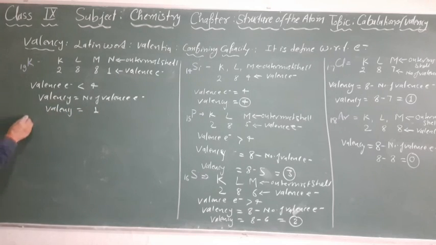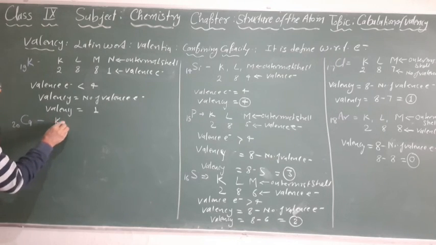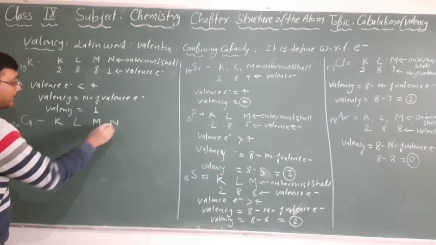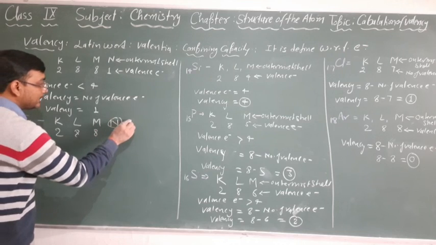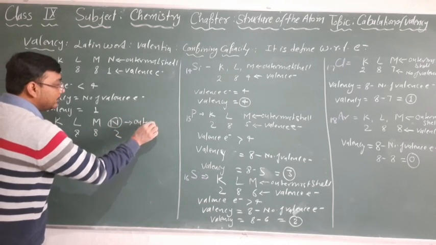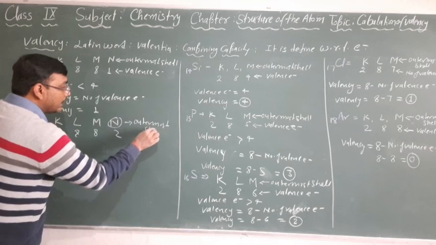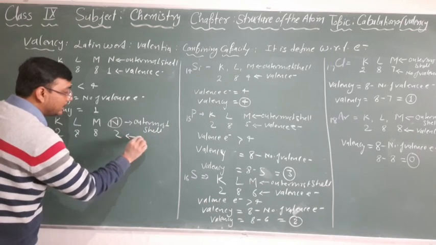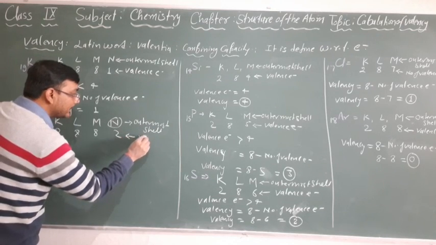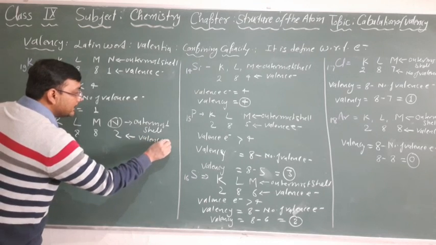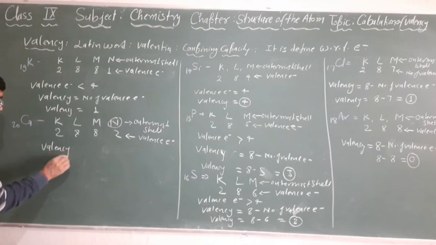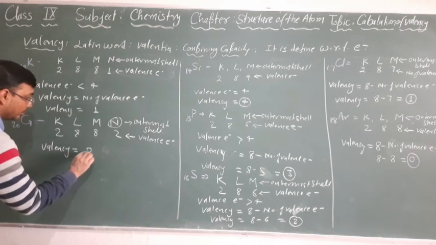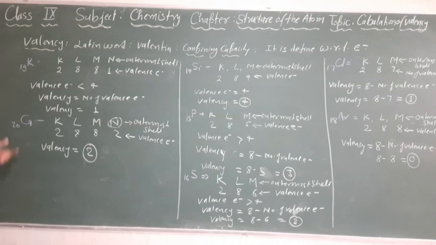Last is calcium 20. Now electronic configuration K L M N is 2 8 8 2. So here, this is the outermost shell, and the number of electrons in the outermost shell is known as the valence electrons. So this is the valence electron. So now valency is equal to 2. So in the case of calcium, valency is 2.